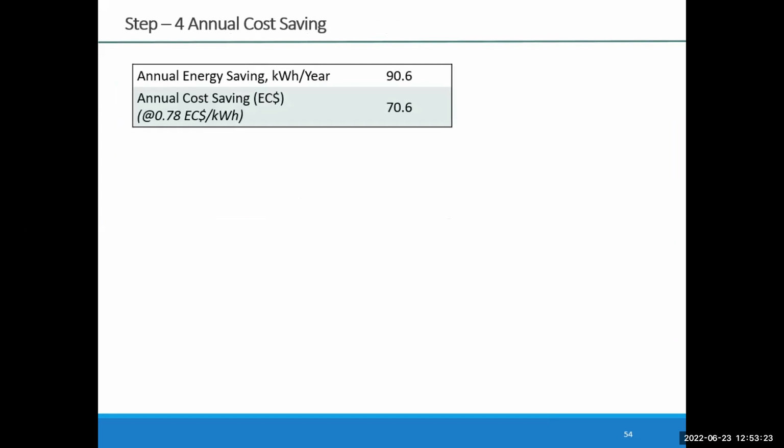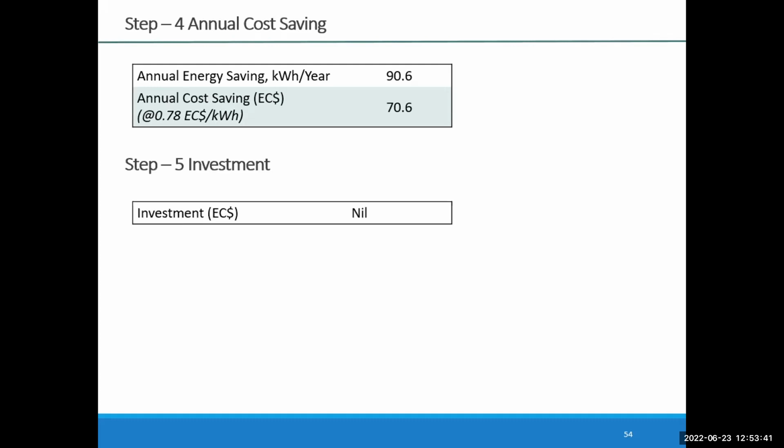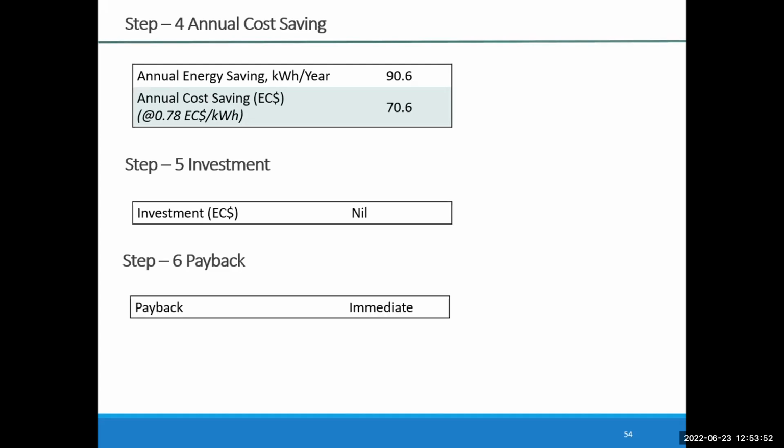So in step 4, you are multiplying the energy savings with the electricity tariff. In this case, it is 0.78. You are multiplying 90.6 with 0.78 to get the actual energy cost savings per year. So the investment in this case is nil. You are just reducing the number of operating hours by turning off the lights when it is not required. So payback period will be immediate in this case.